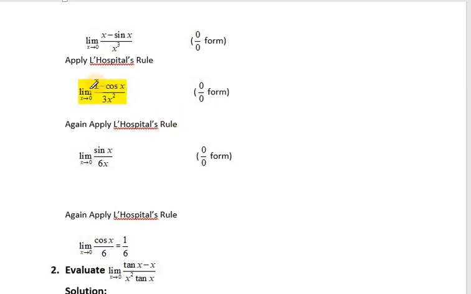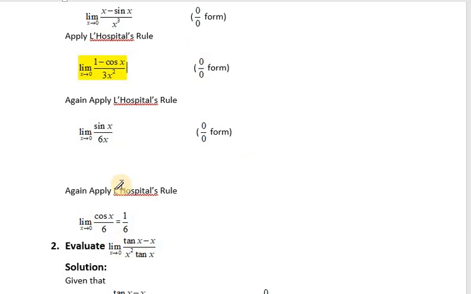So differentiate once again the numerator, that is 1 minus cos x, derivative. Derivative of 1 is 0, derivative of cos x is minus sin x. So minus into minus is plus, so sin x is the numerator, and the derivative of the denominator, 3 2s are 6x. Now applying the limits, we get sin 0 by 0, again it is 0 by 0 form.